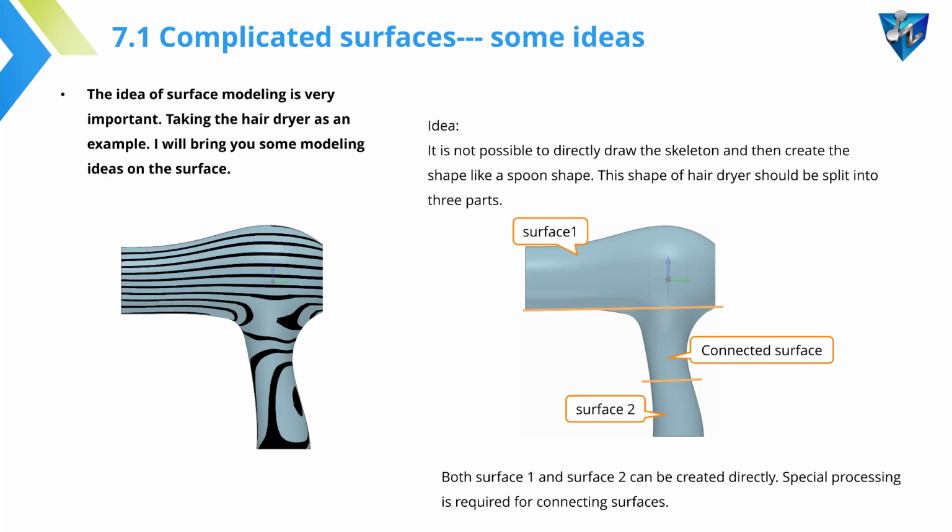We can divide this hairdryer into three parts. Surface 1 and surface 2 can be created directly. Only the connected surface needs to be modified specially. Isn't it clear? Don't worry, next I will show you the specific steps to create it.